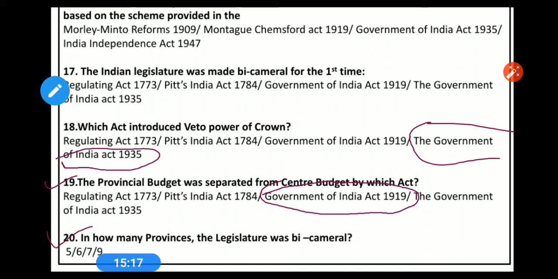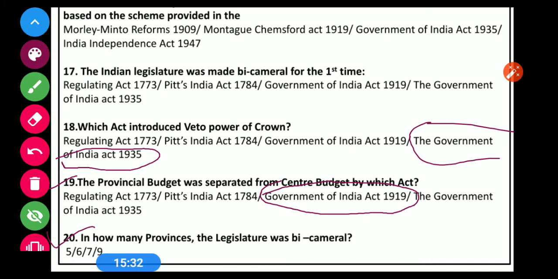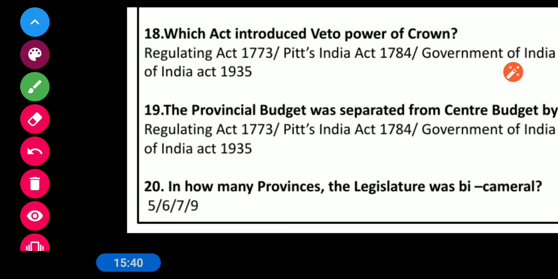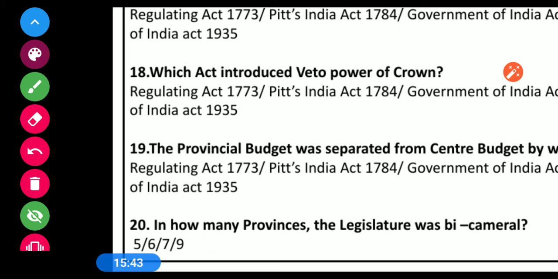Question number 20. In how many provinces was the legislature bicameral? Options are 5, 6, 7 and 9. The correct option is 6. In how many provinces was the legislature bicameral? In 6 provinces. This is the correct option.